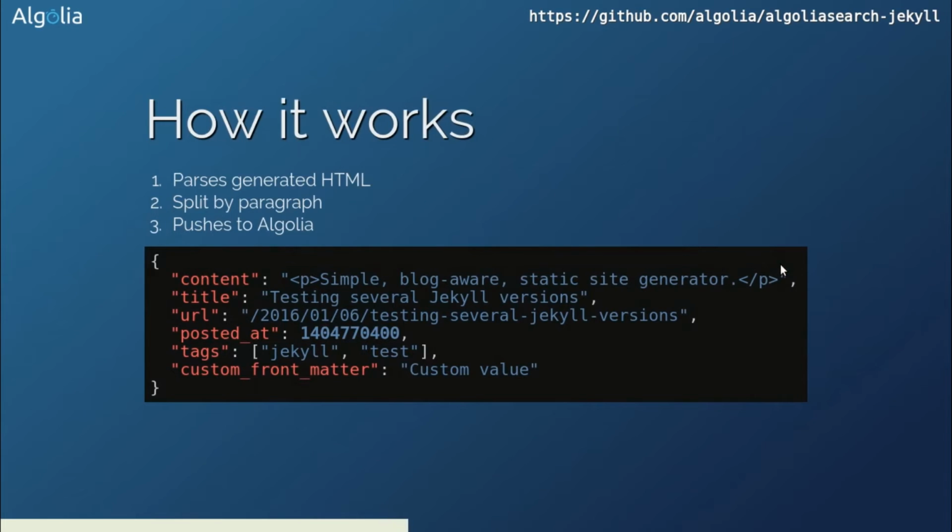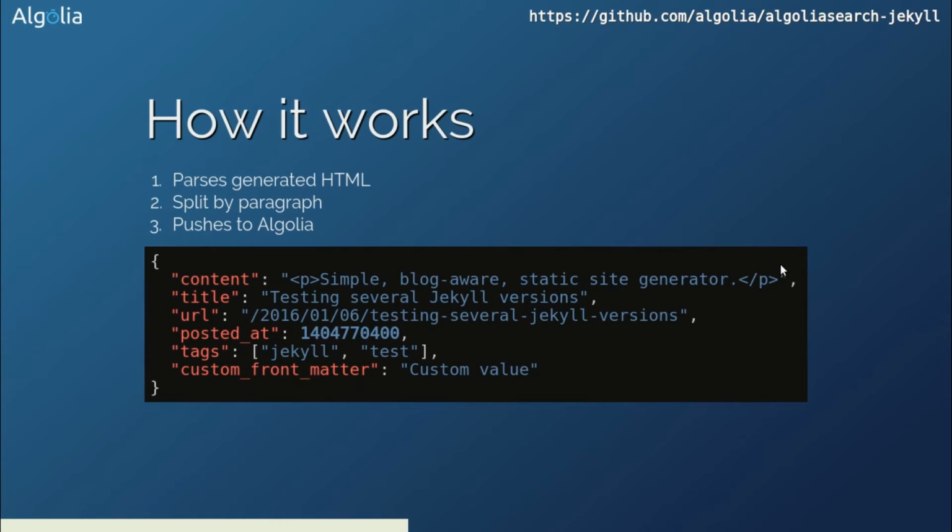So how does this really work? What we do is we take the generated HTML files and parse them. It means that you can use as many plugins as you want, as long as in the end you have HTML files, it will work okay. For each of these files we split them by paragraph and we push each of these paragraphs as a new record to Algolia. So you have an example here of what a record looks like.